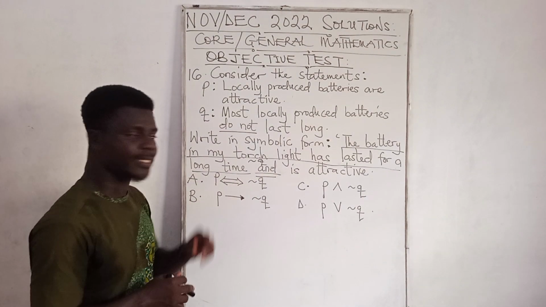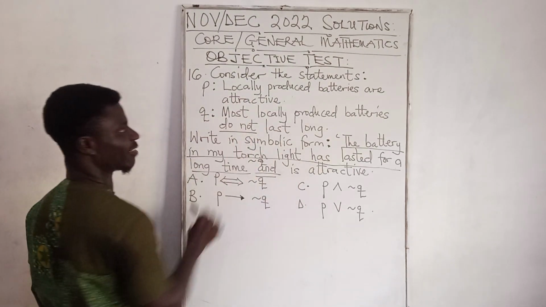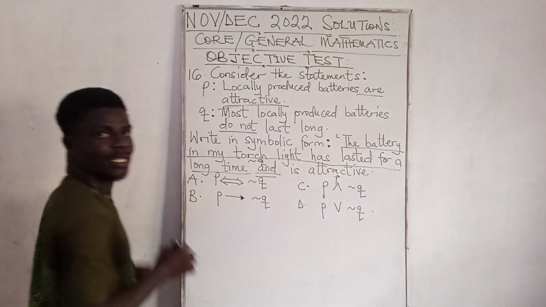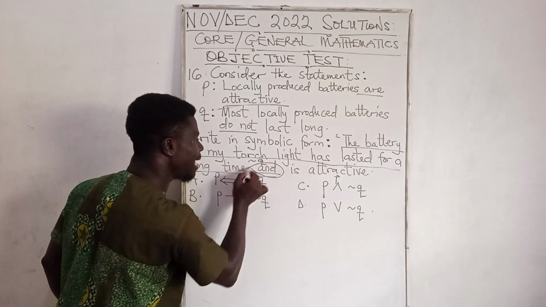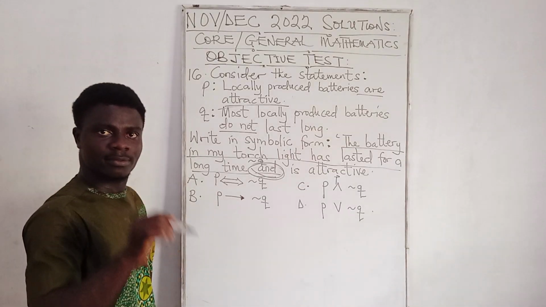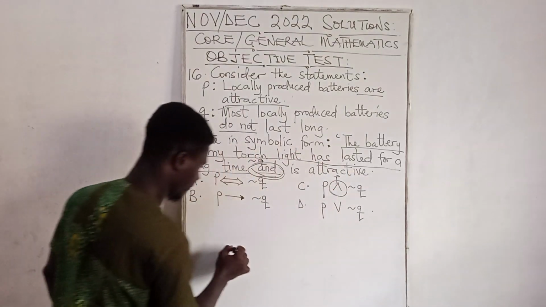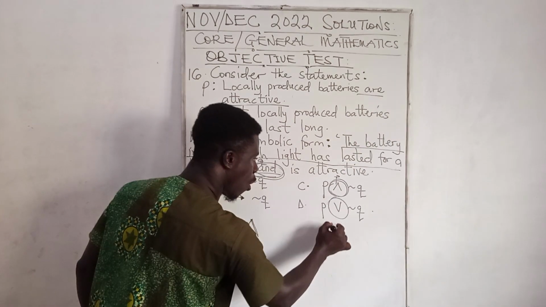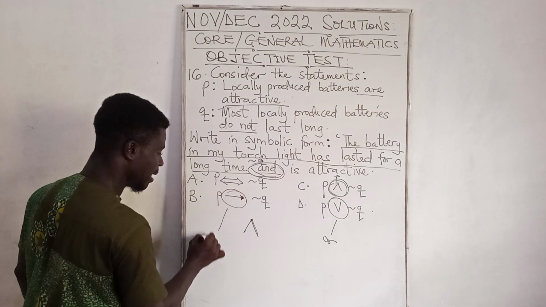And which means we've combined that it's attractive. So locally produced batteries are attractive. So attractive is statement P. Still statement P is the same thing. But this time around, let's see and in symbolic form, or when you want a mathematical symbol for and in logical reasoning, then it is this guy. It is this guy. And this one is or. So if you see that, take note. Or. Then this one means what? Implies.